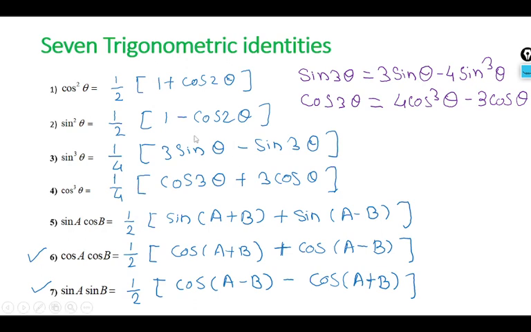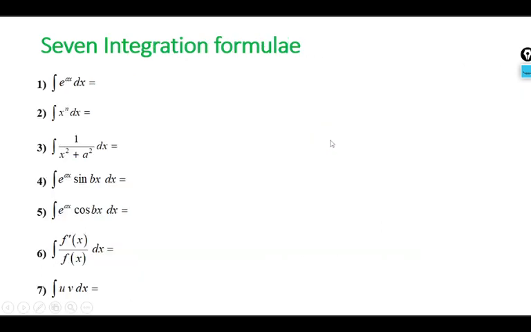Now let me move to the next set. The next set is the 7 important formulas from integration. For integration, again take a small pause and complete it, otherwise you can continue.